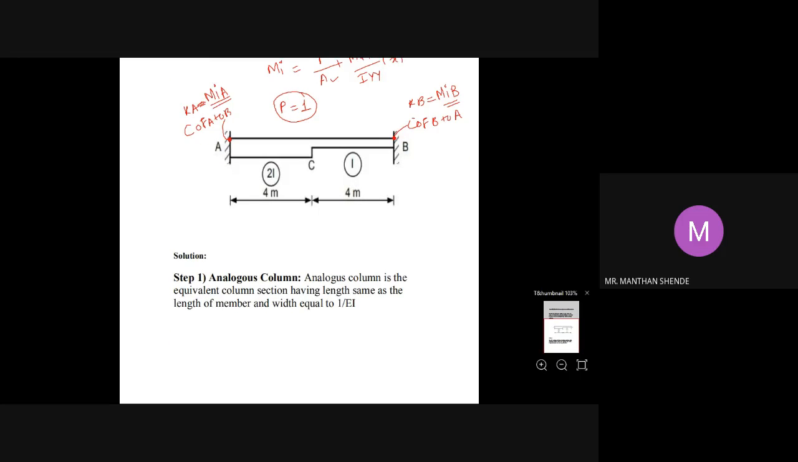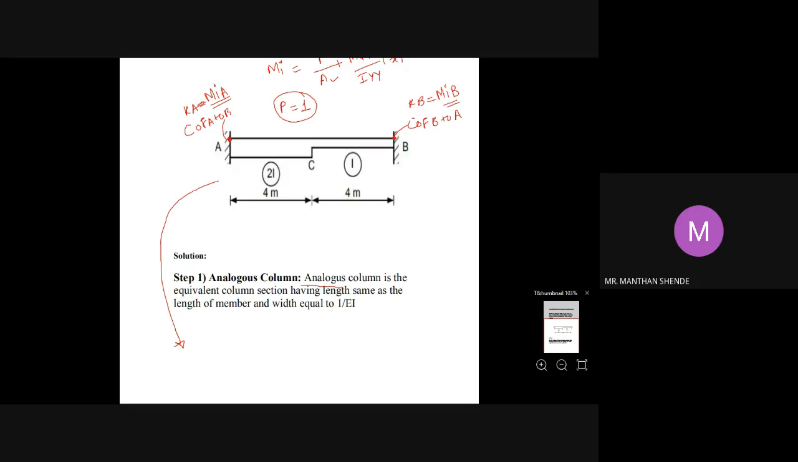The analogous column section is nothing but a section where the length of the member is the same as the given length, which means this beam you have to represent as the analogous column section. Analogous means similarity, so a similar section you have to plot, where the length will be the same as the given beam.